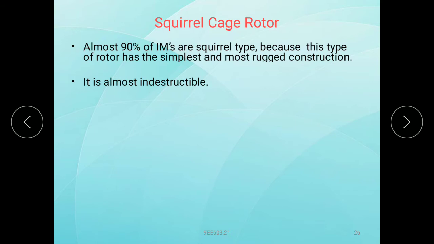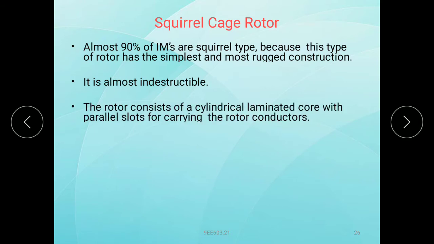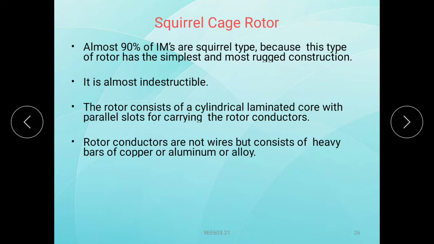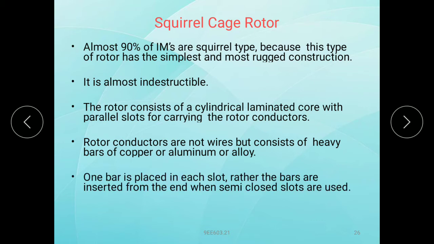Because this type of rotor has the simplest and most rugged construction, it is almost indestructible. The rotor consists of a cylindrical laminated core with parallel slots for carrying the rotor conductors. Rotor conductors are not wires but consist of heavy bars of copper, aluminum or alloy. One bar is placed in each slot; the bars are inserted from the end when semi-closed slots are used.